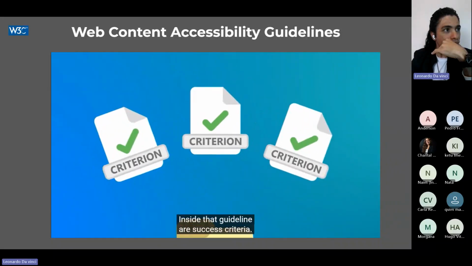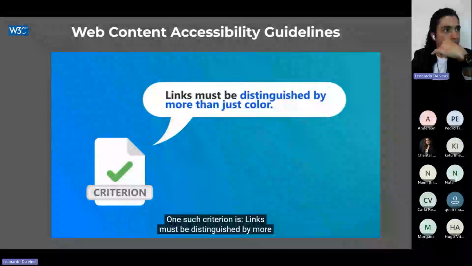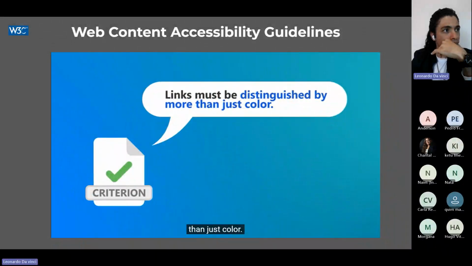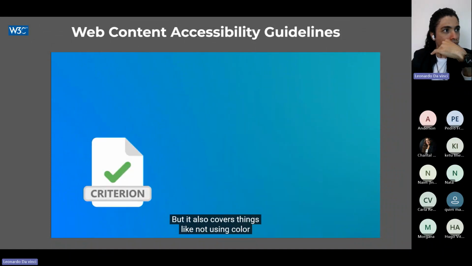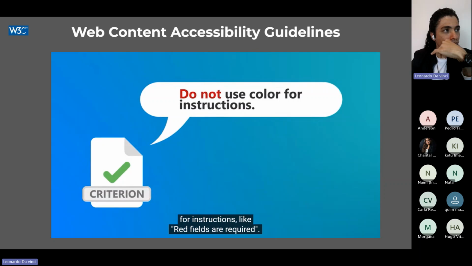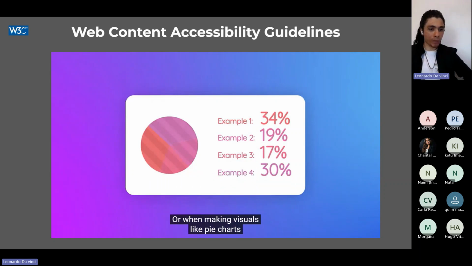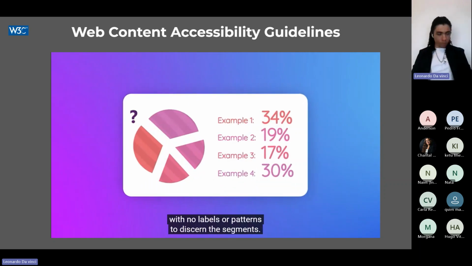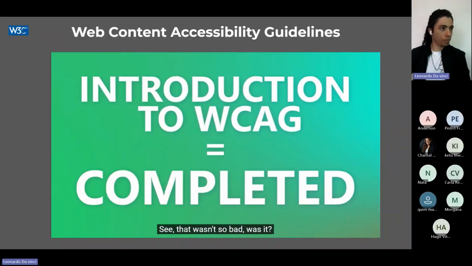Inside that guideline are success criteria. One such criterion is links must be distinguished by more than just color. We have a video on that topic in this series, but it also covers things like not using color for instructions, like red fields are required, or making visuals like pie charts with no labels or patterns to discern the segments. See, that wasn't so bad, was it?